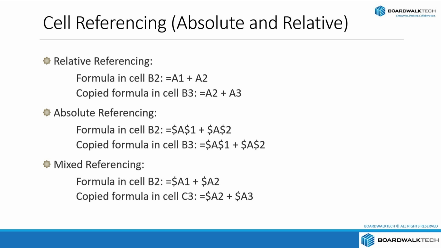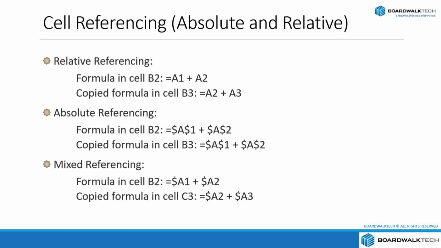When using relative referencing in a formula, the reference adjusts when you copy the formula to another cell. For example, if you have a formula in cell B2 as equals A1 plus A2, and you copy it to cell B3, it automatically becomes equals A2 plus A3.